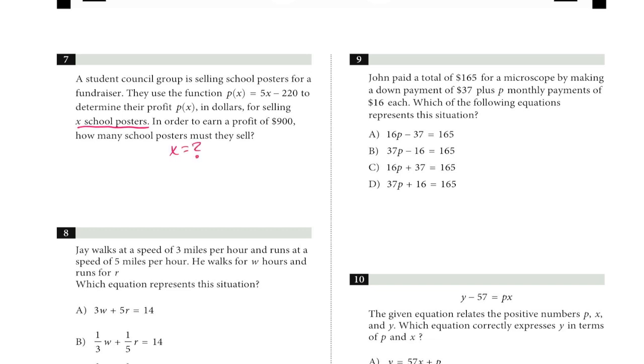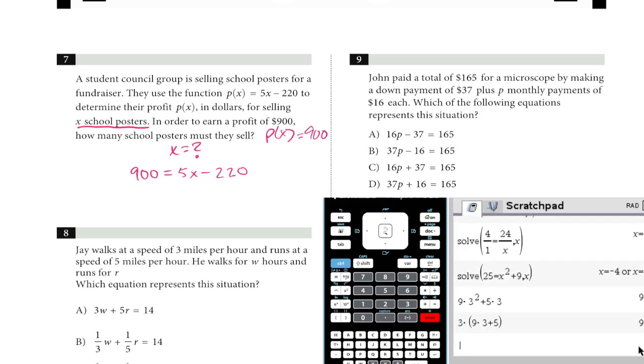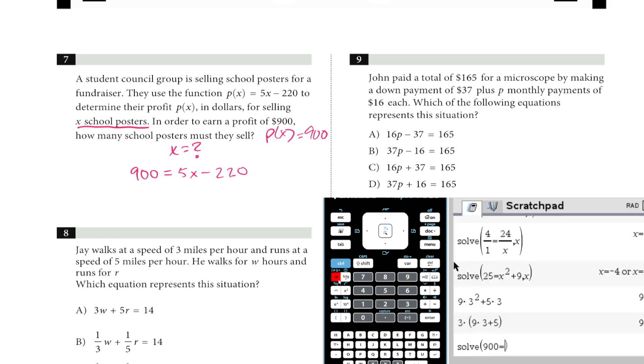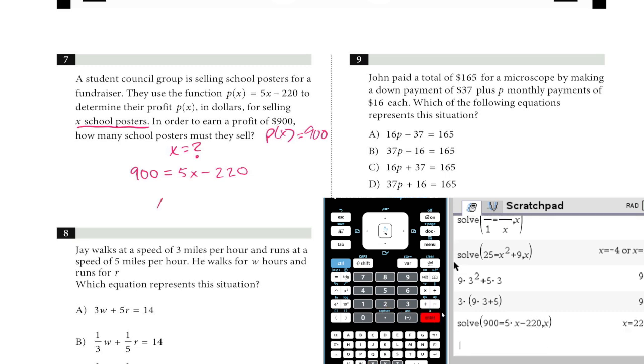Well, we know that the profit, our p of x, is equal to 900. So wherever we see p of x, we can replace that with 900. So we can say that 900 should equal 5x minus 220. And they want to know what x is, so now we made an equation we can solve for x. So menu 3, 1, 900 equals 5x minus 220, comma x. We get x equals 224.